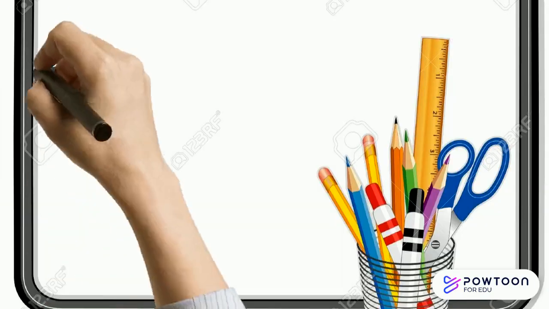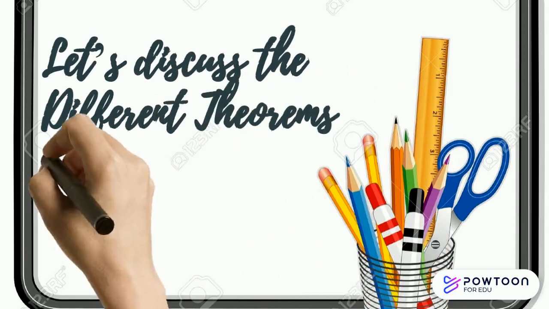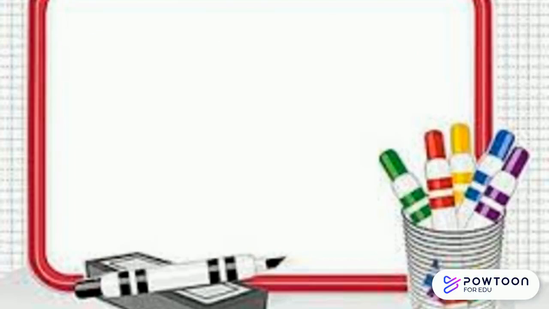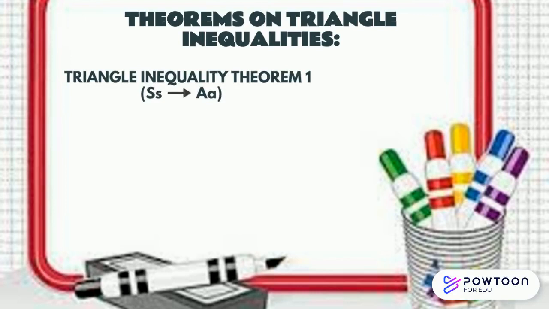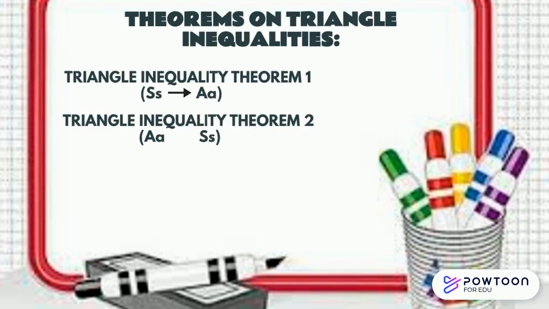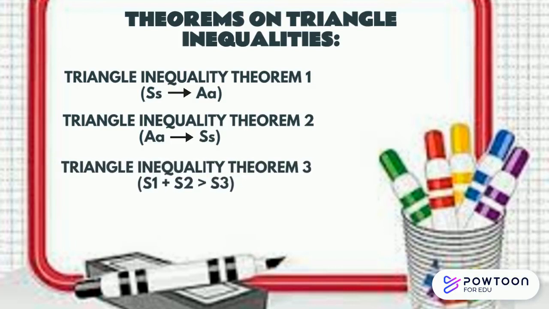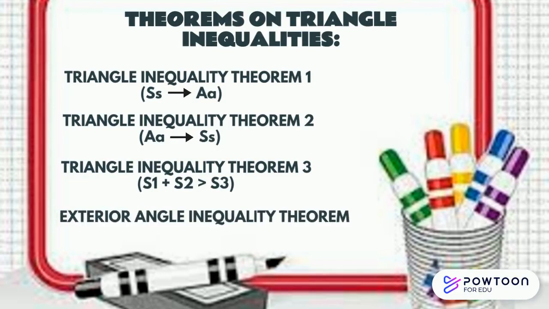This time, let us discuss the different theorems on triangle inequality. The theorems on triangle inequalities. Triangle inequality theorem number 1, that is sides to the angles. Triangle inequality theorem number 2, that is angles to the side. Triangle inequality theorem number 3. Side 1 plus side 2 is greater than side 3. Lastly, exterior angle inequality theorem.